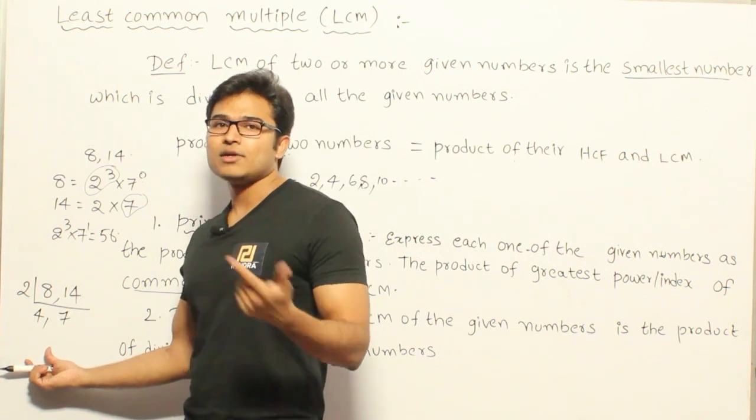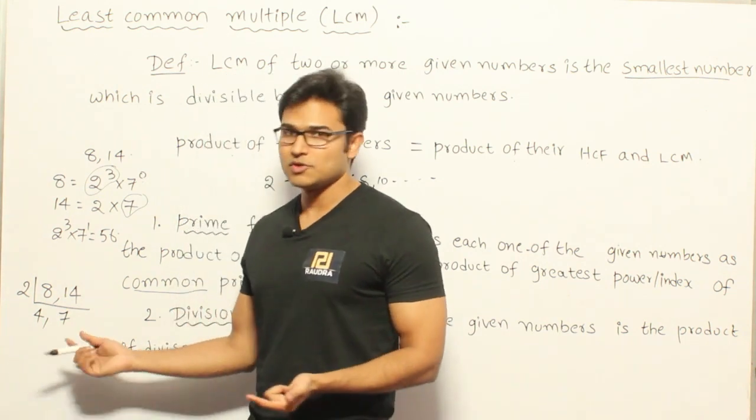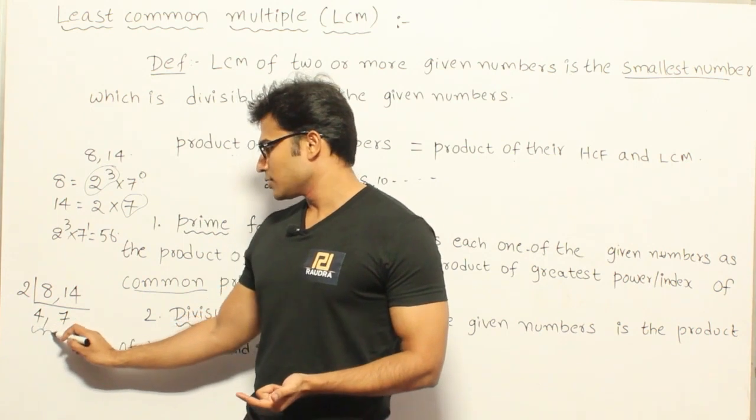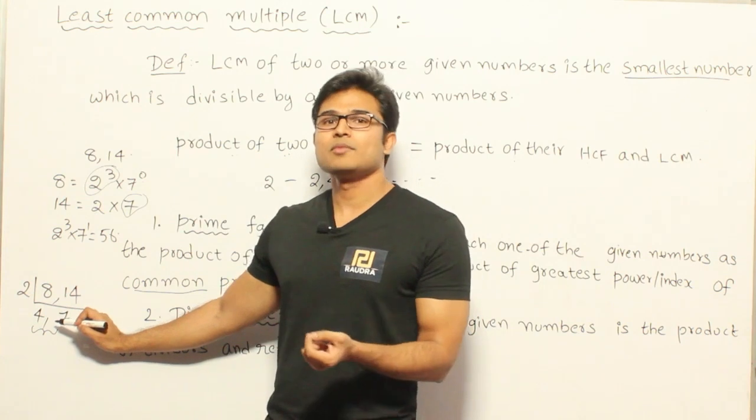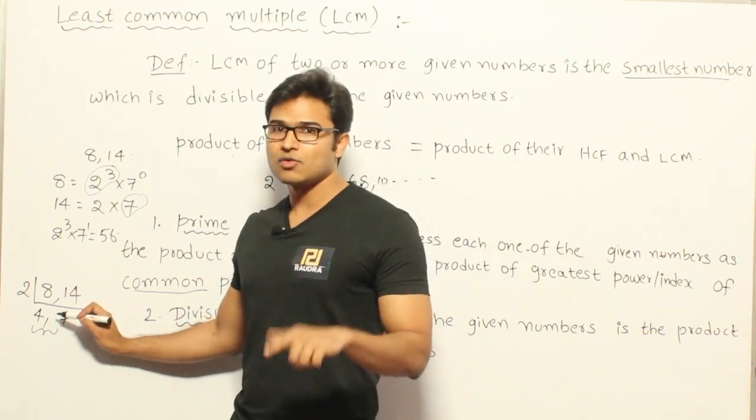until you can't find any common factor other than 1. Which means if you take these two numbers, 4 and 7, and try to divide them with a common number, you will not be able to find anything other than 1. There you are going to leave it.